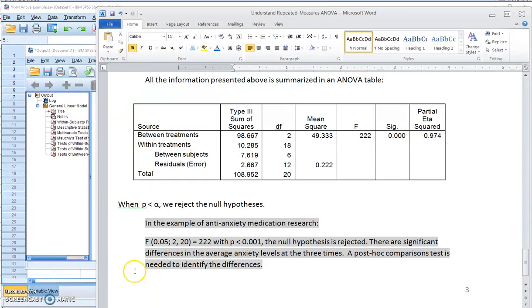So now we have a significant F test. We have a p-value that leads to the rejection of the null hypothesis. The conclusion is that we have a significant difference in the anxiety levels measured at the 3 times. We're not done because we need to figure out which measure is different from which measure. So we need to do a post-hoc pairwise comparison.